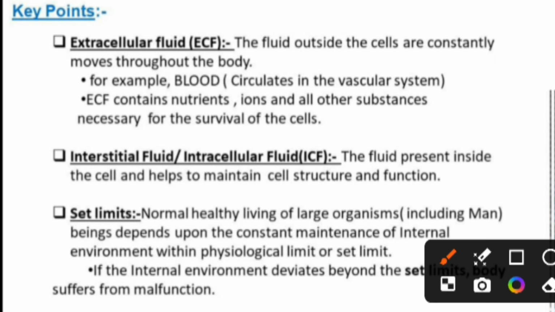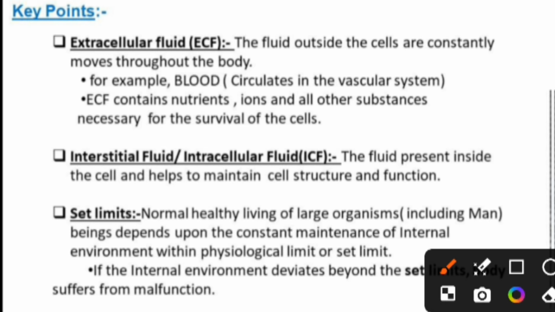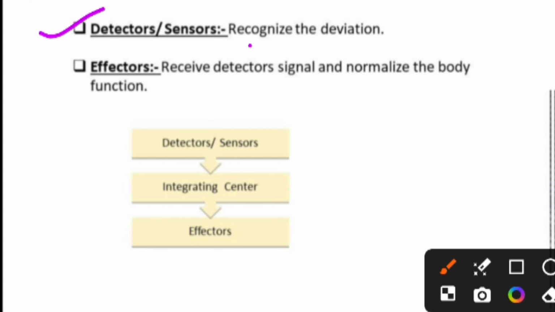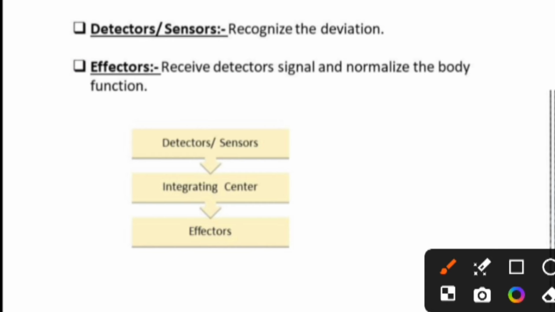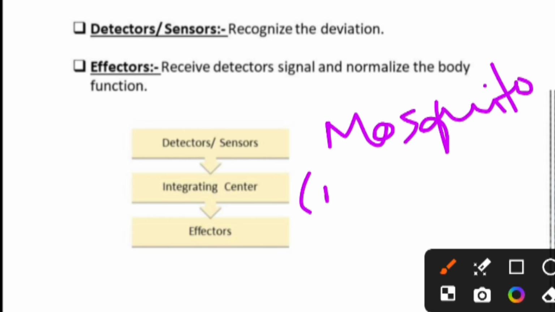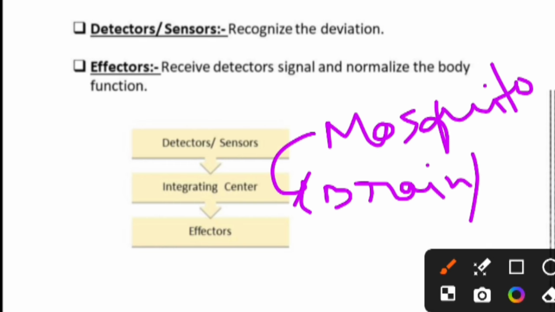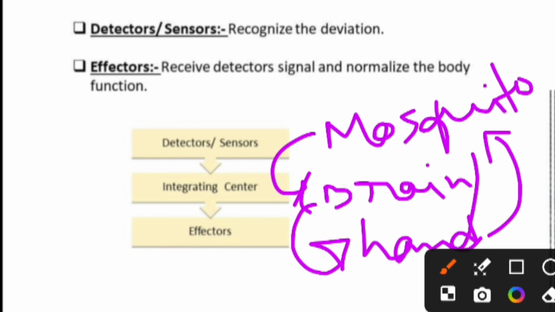Then the detector or sensor. Detector and sensor both help to recognize any deviation or problem, and effectors receive the detector's signal and normalize the body's function. For example, if a mosquito bites your hand, the signal from your hand goes to the brain, and the brain instructs your other hand to kill the mosquito. This whole process from hand to brain is the detector. It helps to detect the problem, and the effectors receive the signal and perform the function needed to prevent abnormalities or dysfunction.